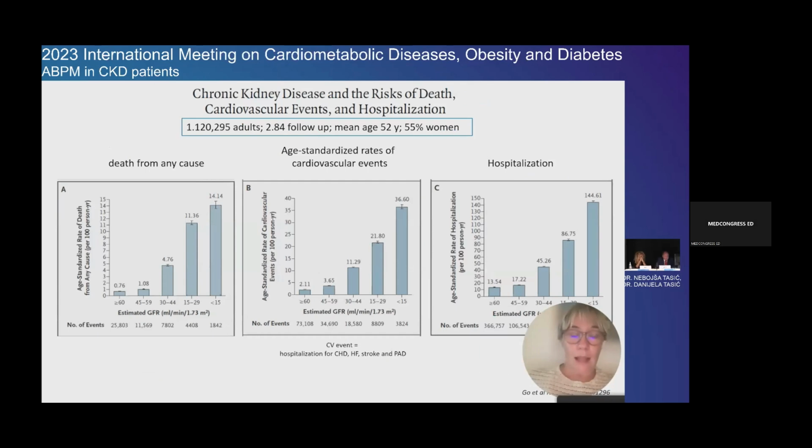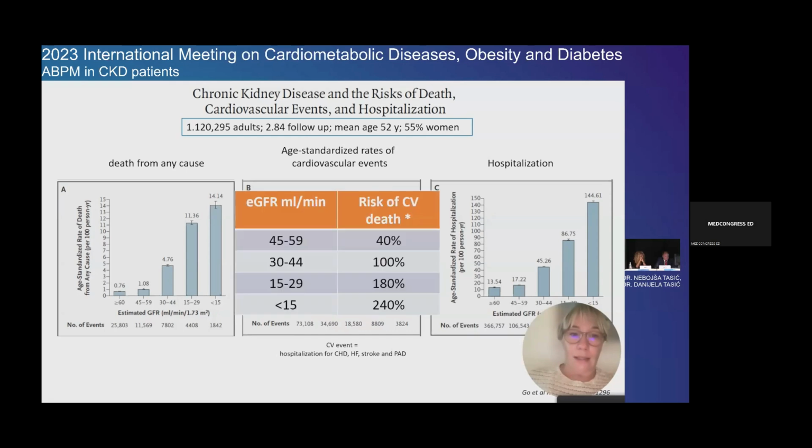This is an old slide, but from a good study with more than 1 million participants, where it's clear that death from any cause rises linearly and steeply with the fall of GFR. The age-standardized rates of cardiovascular events as well as hospitalizations are linearly connected to chronic kidney disease.